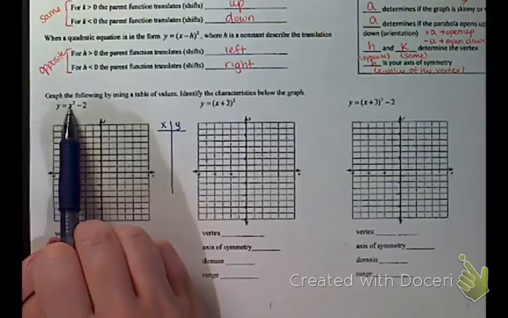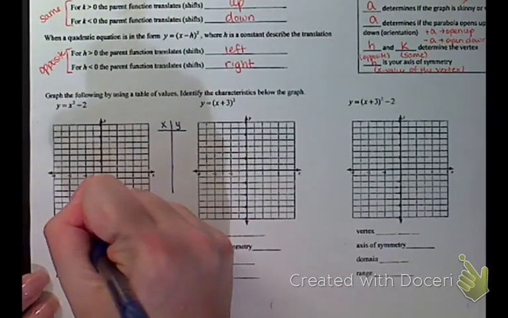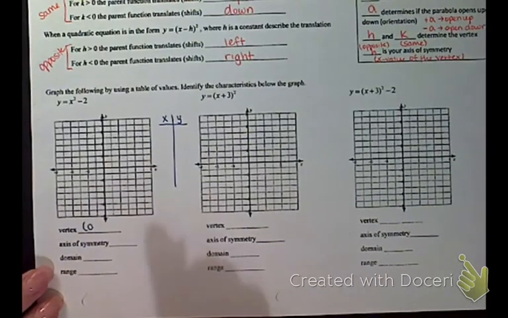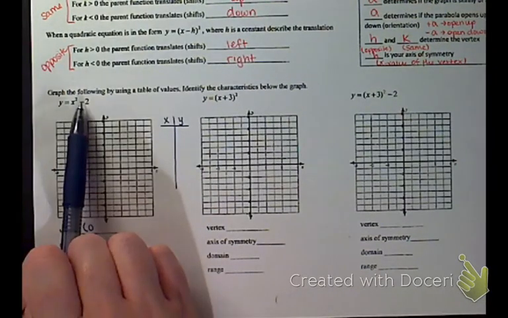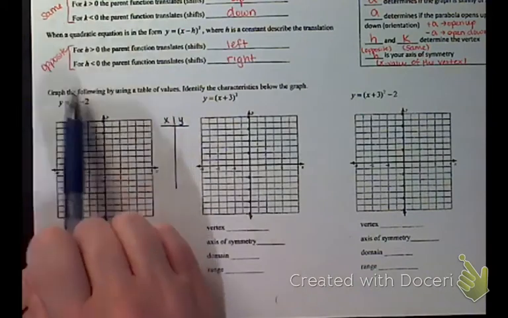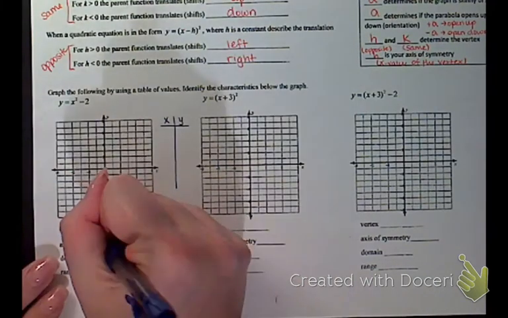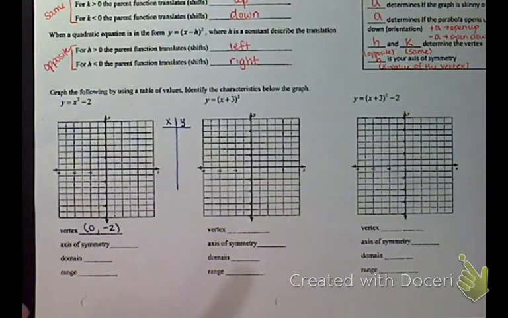So here, again, no parentheses, so the x value of my vertex is going to be 0. What's added or subtracted at the end is going to be my y value. And remember, the y value stays the same. So since I have a -2, my y value is -2. My vertex is (0, -2).